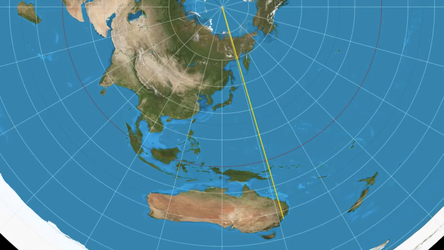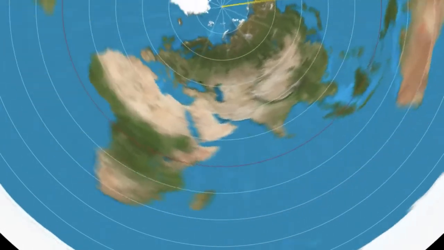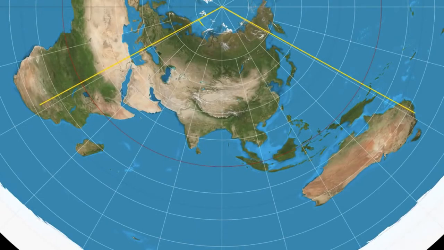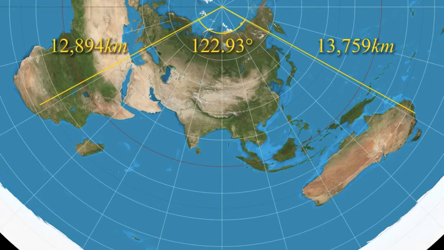151.1772 degrees east. Johannesburg's OR Tambo Airport is 28.2461 degrees east. The difference in longitude is therefore 122.9311 degrees. Sydney Airport is 13,759 kilometres from the North Pole. OR Tambo Airport is 12,894 kilometres from the North Pole.